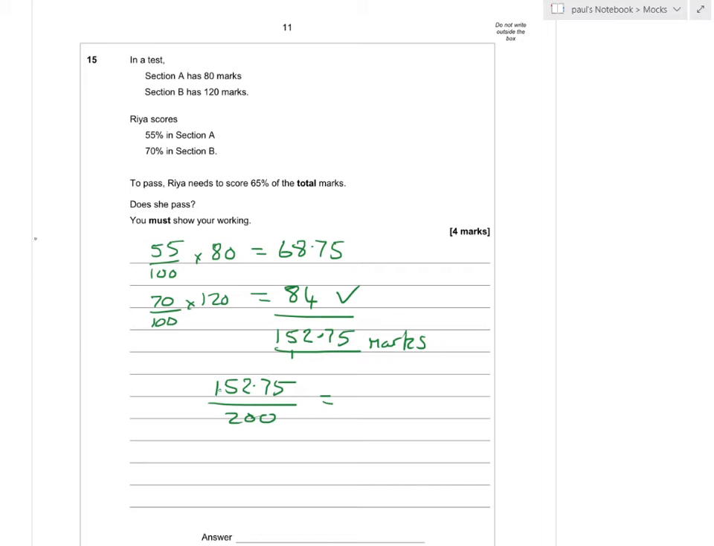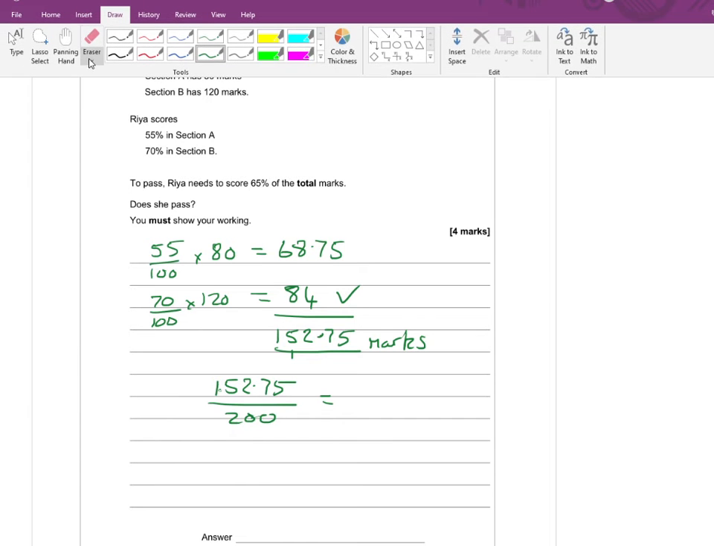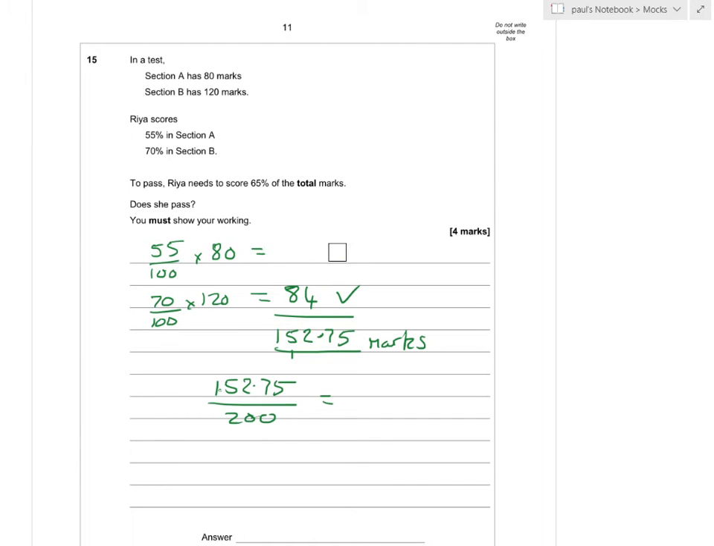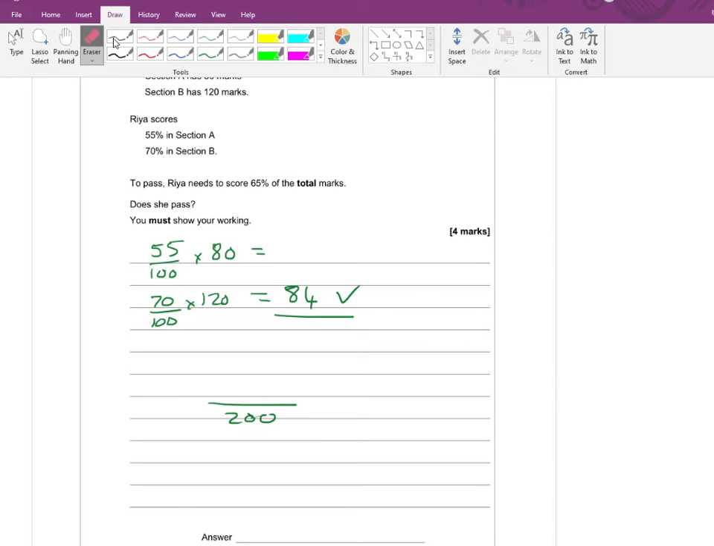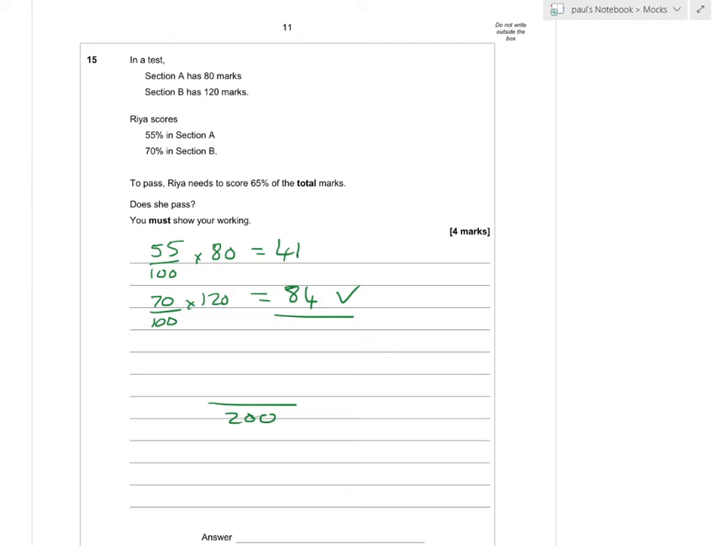And 55 out of 80, maybe that's not right. 55 out of 80, I think that might be wrong. So let's do that. 55 divided by 100 times 80. Oh, that's 44. That's where I've gone wrong there. Write down all the right things and then type something stupid into the calculator. Okay, so that's 44. So together it's 128.